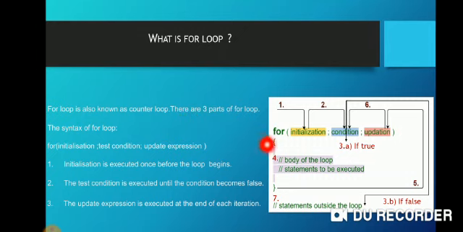Now let's see with this diagram, children. Over here, this is initialization. First of all, we will initialize the values, then we will check for the condition. Okay, is this condition true? If the condition is true, then the body of the loop will be executed.